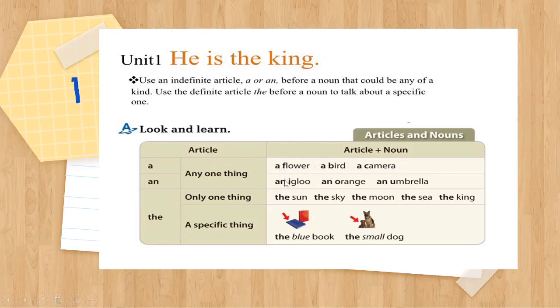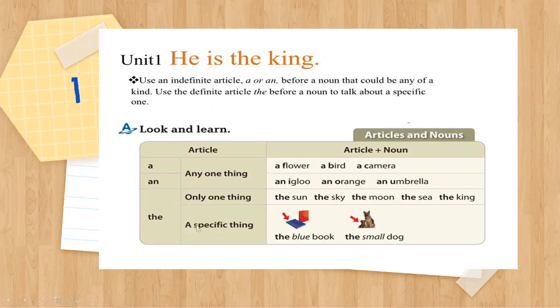Let's move to the other one: an igloo, an orange, an umbrella. Igloo is the letter I, orange is the letter O, and umbrella is the letter U, right? So here we have letter I, letter O, and letter U. This one we call vowel, right? Now let's move to the. We use the before a noun to talk about a specific one, right?